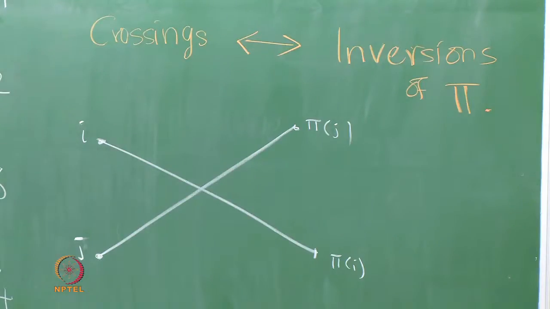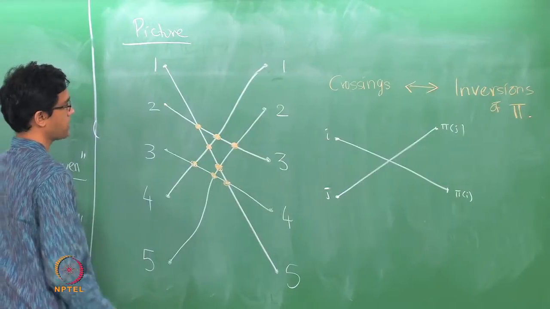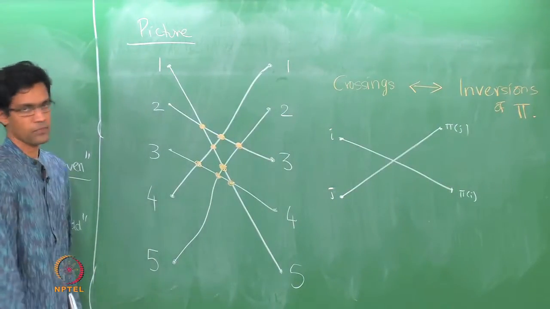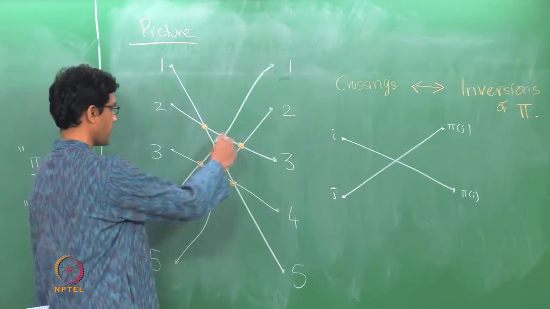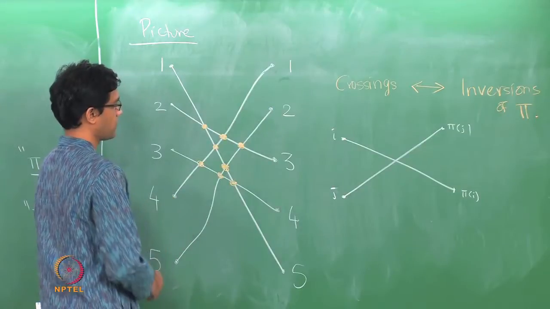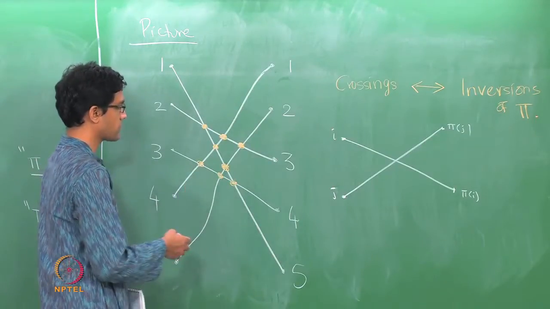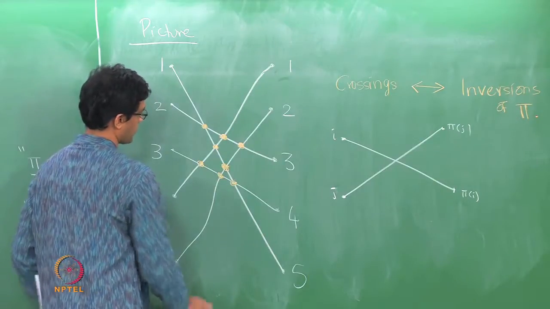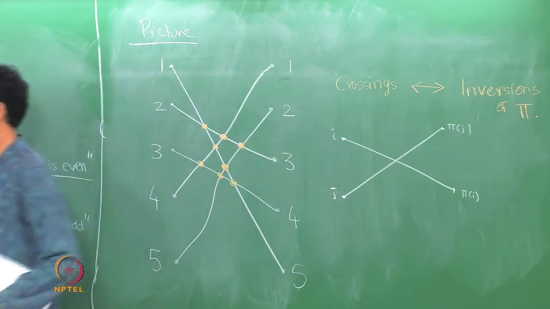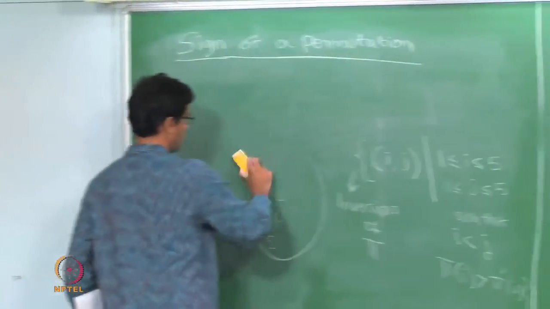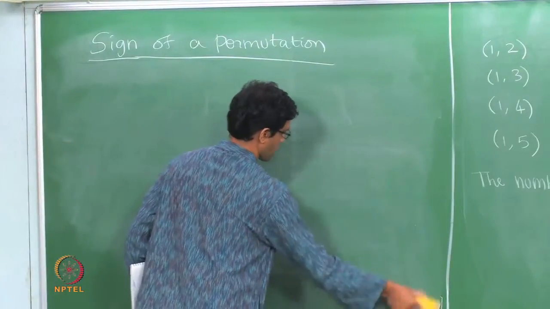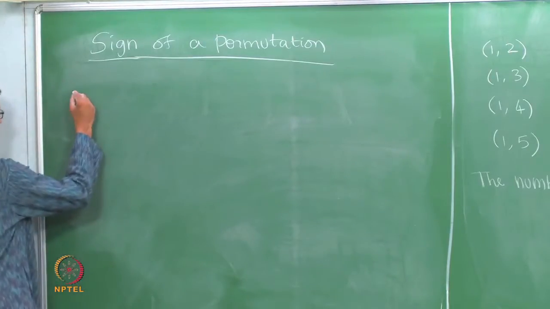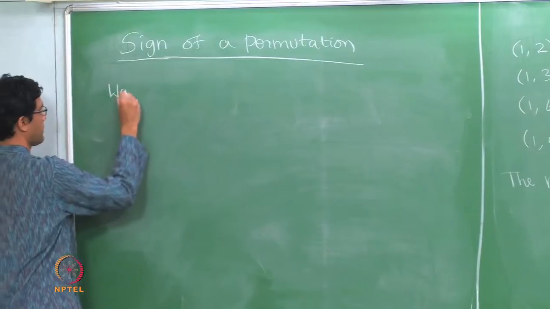So counting the number of crossings in these kinds of diagrams is the same as counting the total number of inversions of pi. Now there is just one little thing one will have to worry about. When drawing these diagrams, take care to ensure that you do not draw them in such a way that 3 lines or 4 lines, or more than 2 lines, intersect at a point. Okay, so just a little warning while drawing these diagrams.